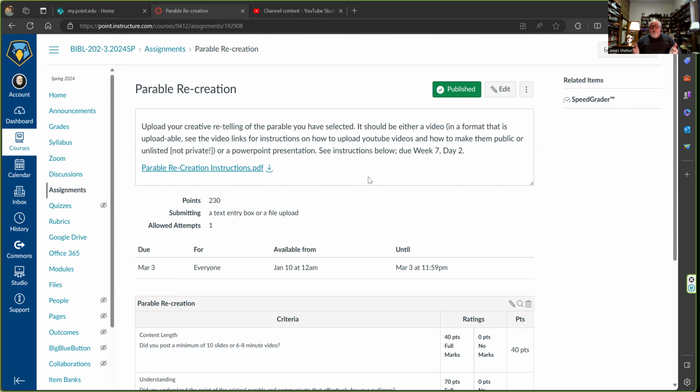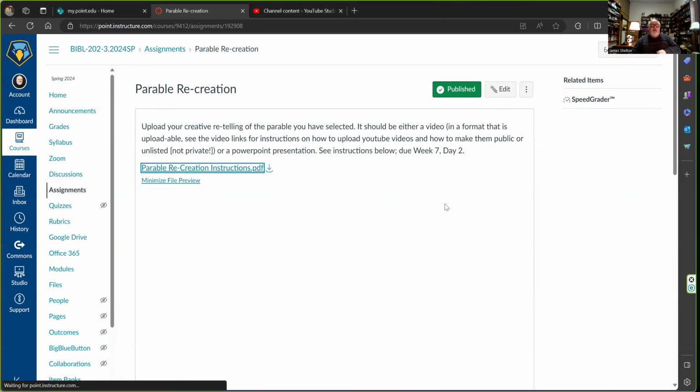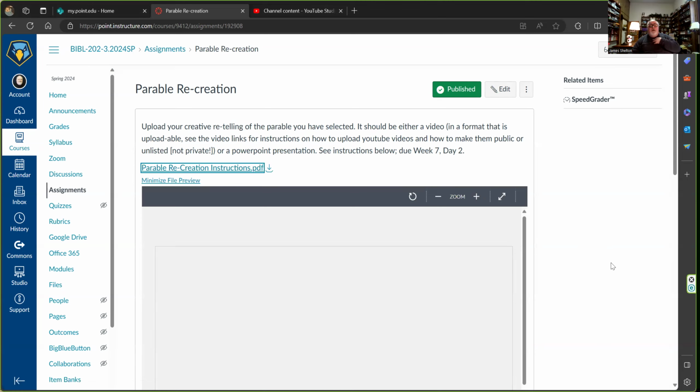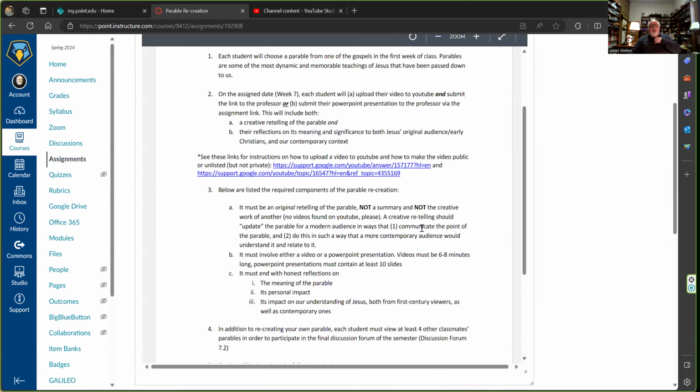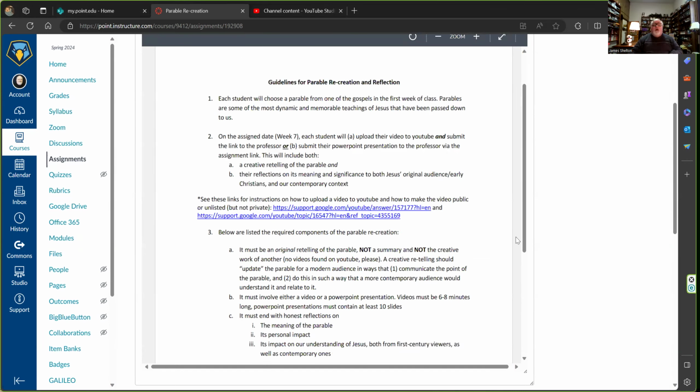For Jesus, the focus of Scripture. So I'm going to click here on this parable recreation instructions. If you need them, you can certainly do that as well on Canvas. But I'm going to take a look at this. And remember, I think I told you these are some of the most important files that you will have. There are a couple, but I want to talk to you right now about this assignment.